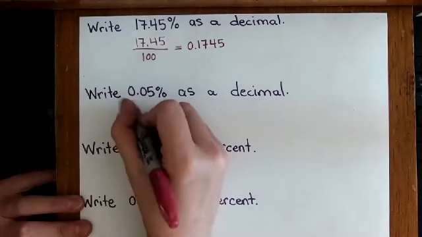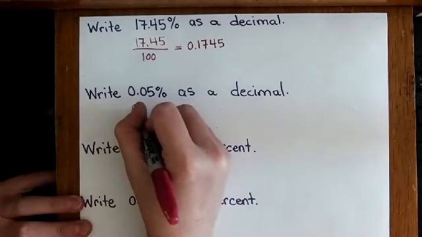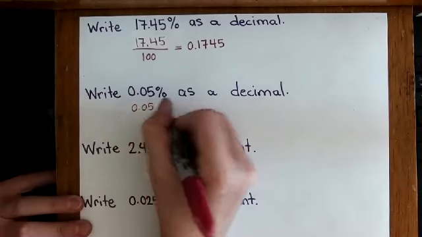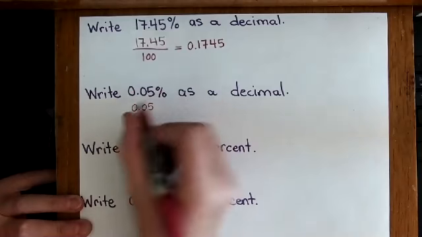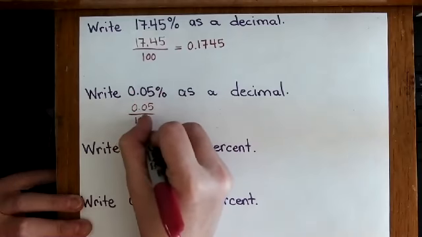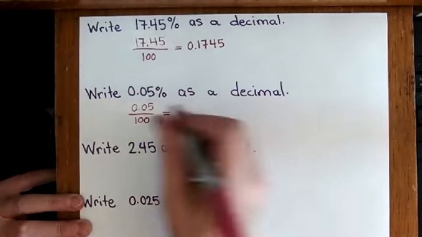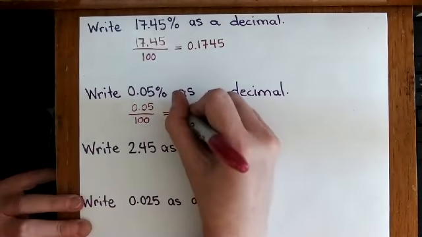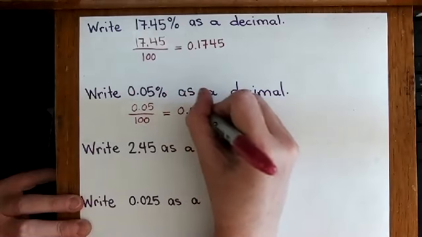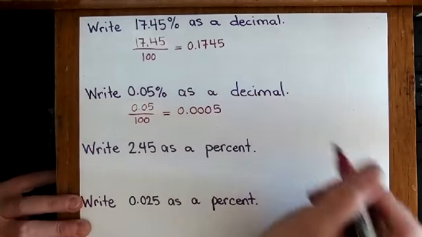Here as well, in 0.05%, we have that it's percent per 100. Now move your decimal place 2 places to the left, and we get 0.0005.